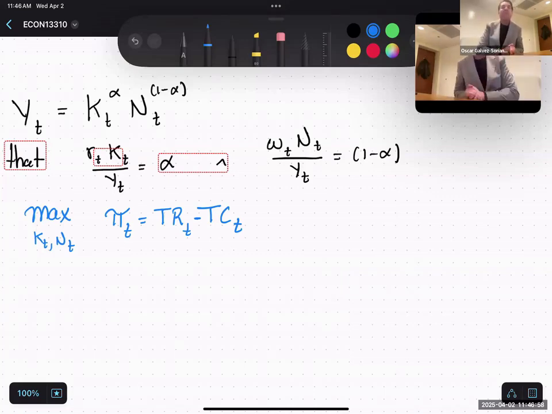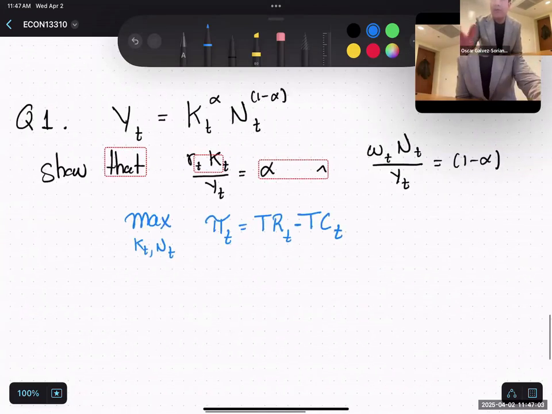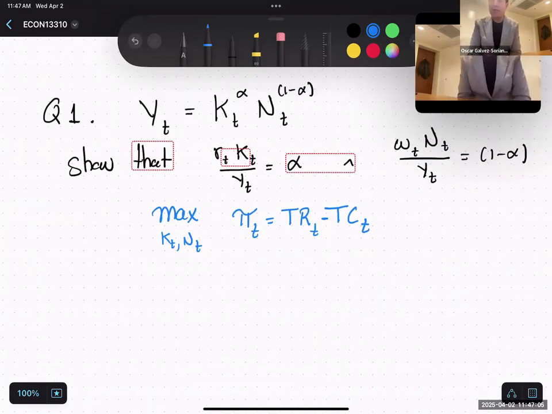Hello, everyone. Suppose that you have the following production function. It's a Cobb-Douglas production function where Y_t refers to GDP, K_t refers to capital stock, and N_t is labor. And somebody's asking you, show that the exponent alpha represents the income share of capital stock, and the exponent 1 minus alpha represents the income share of labor.